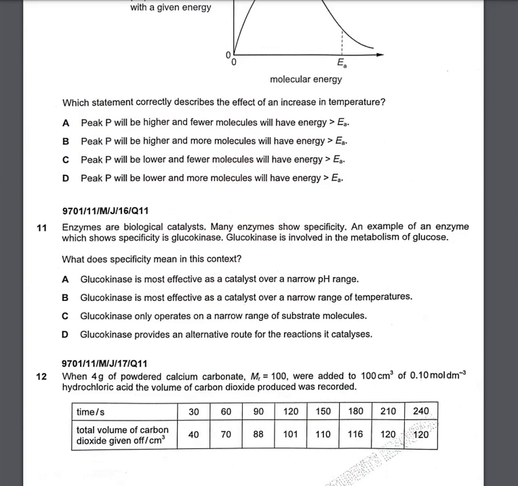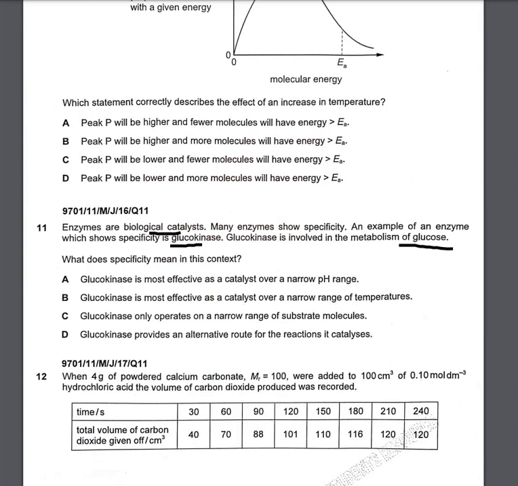All right. Question number 11. Enzymes. Enzymes are biological catalysts. Everybody knows this, and O-level students must know this. Many enzymes show specificity. An example of an enzyme which shows specificity is glucokinase. Glucokinase is involved in the metabolism of glucose.